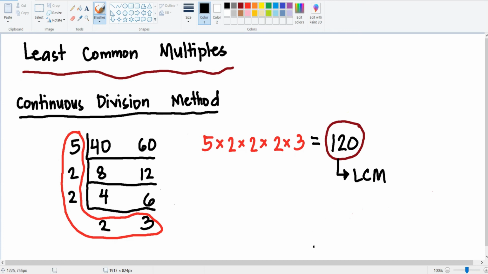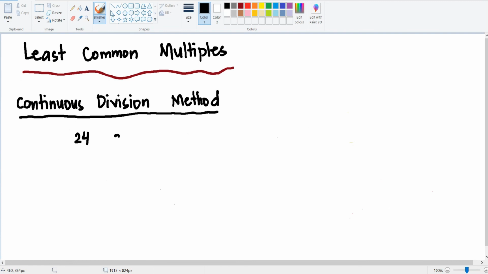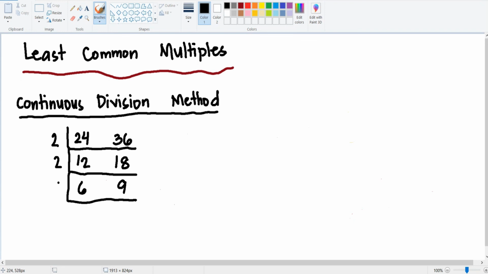Let's have another example. We have 24 and 36. Now let us find a number that we can divide them with. We have 2. Dividing 24 by 2, we have 12. 36 divided by 2 is 18. Now there is still a number that we can divide 12 and 18 with, that is 2. 12 divided by 2 is 6, and 18 divided by 2 is 9. 6 and 9 still have a number that we can divide, which is 3. So 6 divided by 3 is 2, and 9 divided by 3 is 3.